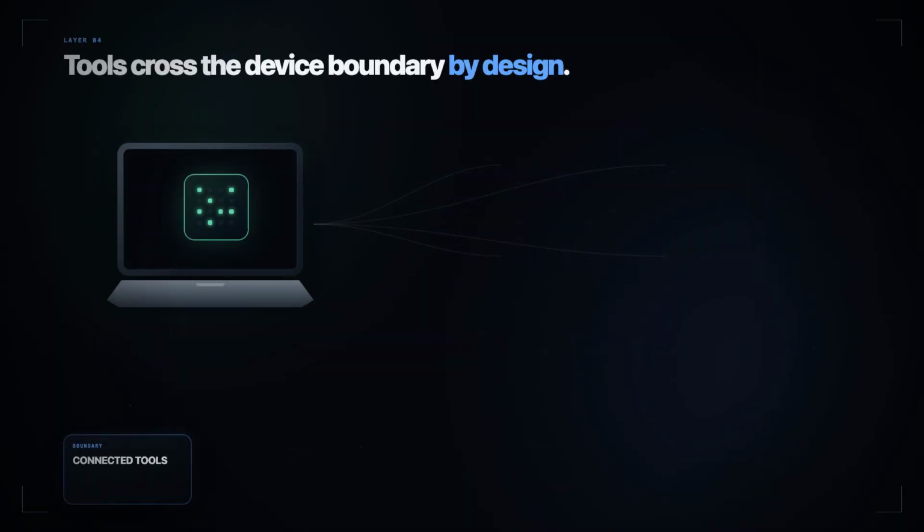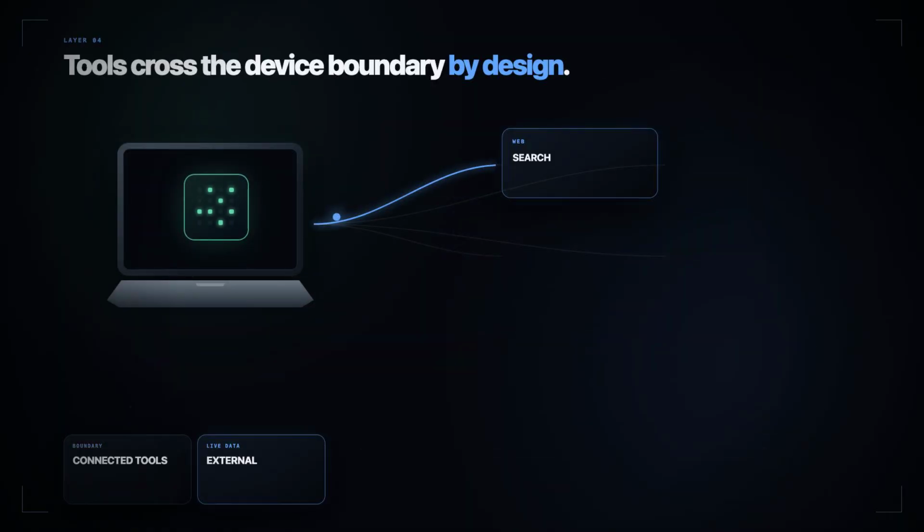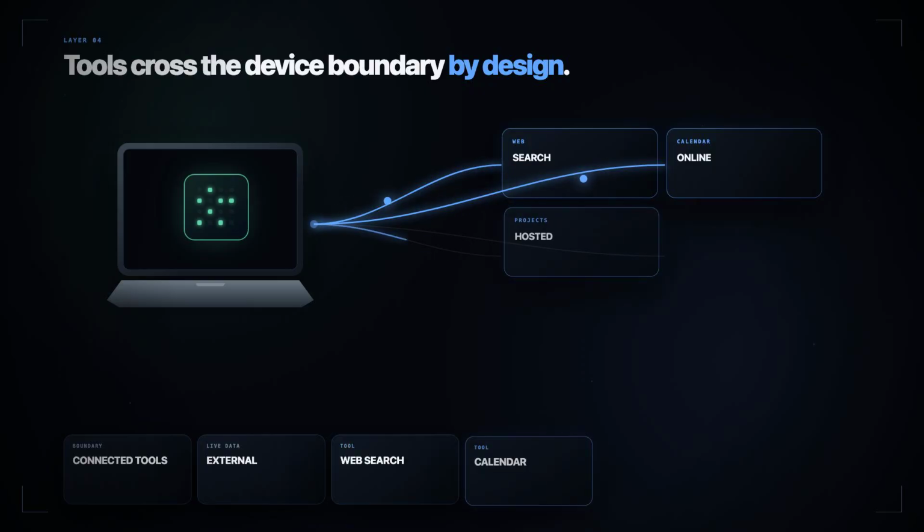Tools create another hidden boundary. A local model cannot know current information, search the live web, read an online calendar, or query a hosted project management system without communicating with something outside the machine.